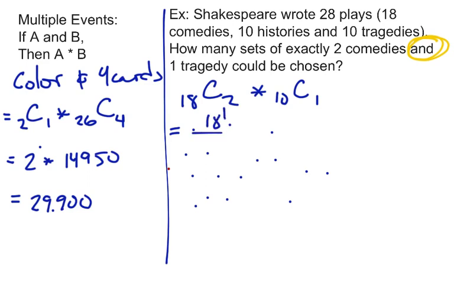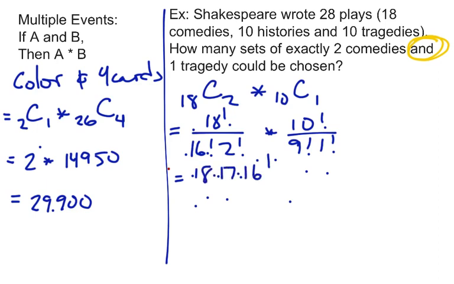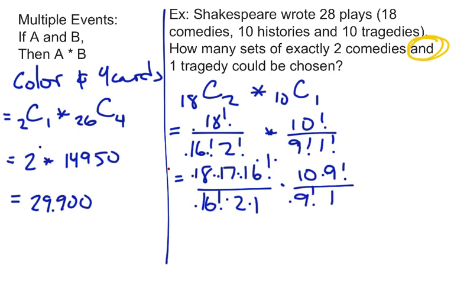That would be 18 factorial over 16 factorial and 2 factorial. And over here we'll have 10 factorial over 9 factorial and 1 factorial. So, once again, I stop at 16 factorial because I have 16 factorial in the denominator. And here I'll stop at 9 factorial because I got 9 factorial in the denominator. And look for things to cancel. Of course, the factorials cancel right away. And 2 goes into 18 9 times. So, multiply those out. 9 times 17 times 10. We get 1,530 different ways.